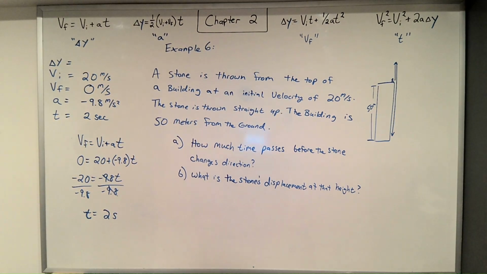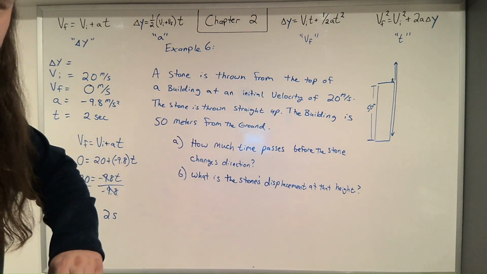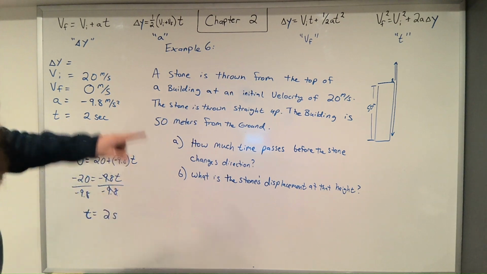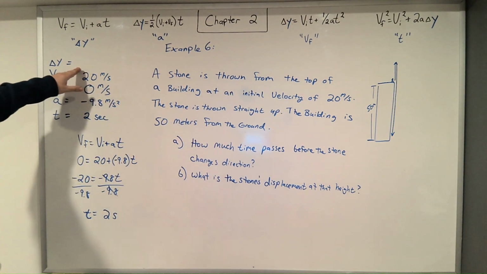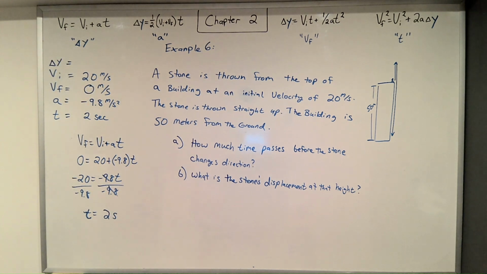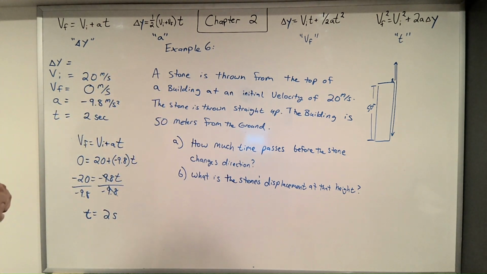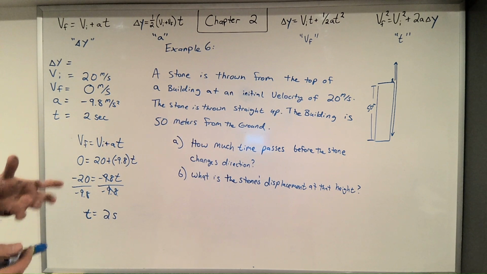Okay, hopefully that made okay sense. We'll go ahead and move on with part B. What is the stone's displacement at that height? Now we want the delta y, right? We want to figure out what the delta y is. How much did the stone change its displacement? For that one, I can pick any of the other equations, as long as they have the delta y in them.